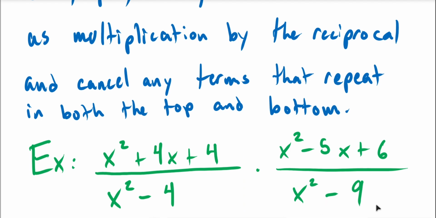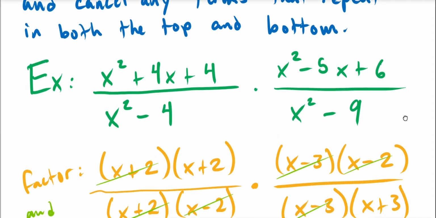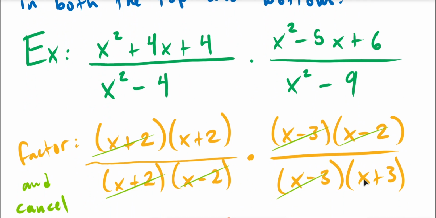And I want to multiply these two rationals together, but before I start FOILing all of this stuff out and make a real mess of things, what I should do is factor first. We should factor the top polynomial, which is x plus 2 squared, and the bottom polynomial here, which is x plus 2 times x minus 2, a difference of squares.